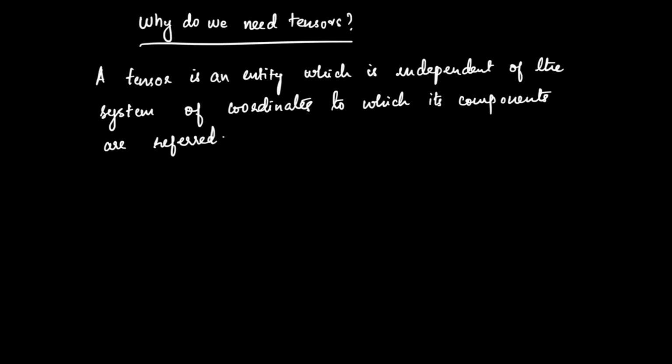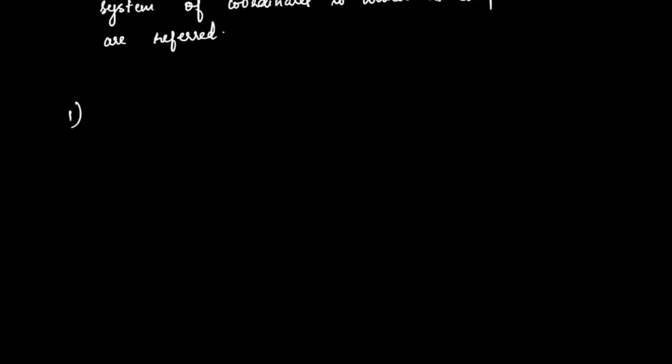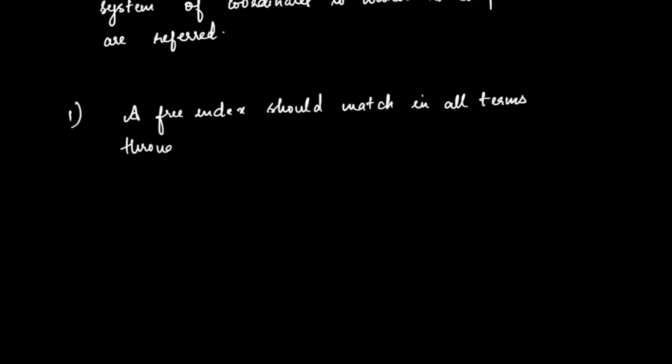Now, there are some simple rules for checking the correctness of indices in a tensor equation. So first rule, what is the rule for checking the correctness of indices? A free index should match in all the terms throughout the equation. Okay, the first rule is that a free index should match in all terms throughout the equation.